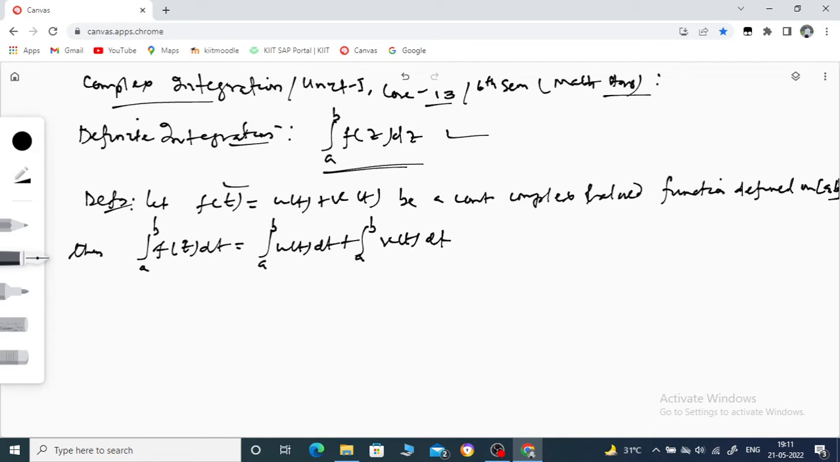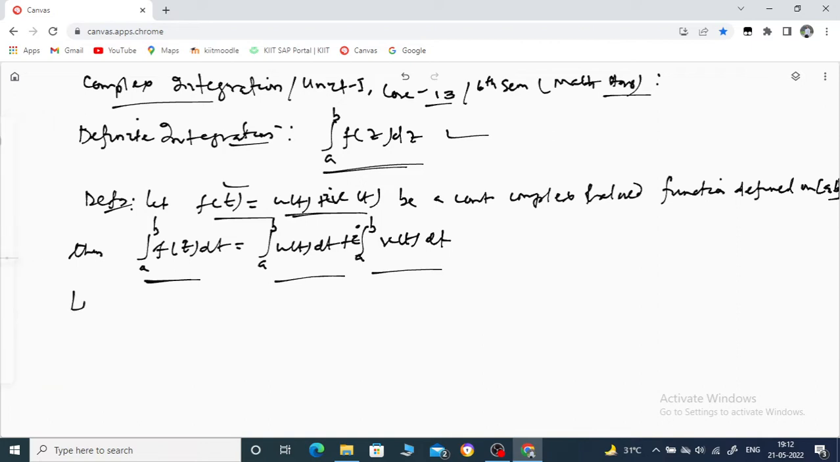Or if you write f of t as u of t plus i times v of t, then integration from a to b f of t dt is equal to integration from a to b u of t dt plus i times integration of v of t dt. Okay, since we are studying complex analysis, if this is a complex function, then the integration of the left hand side is the same as this one from the right hand side. Okay. So now we come to a lemma. So what is the lemma now?